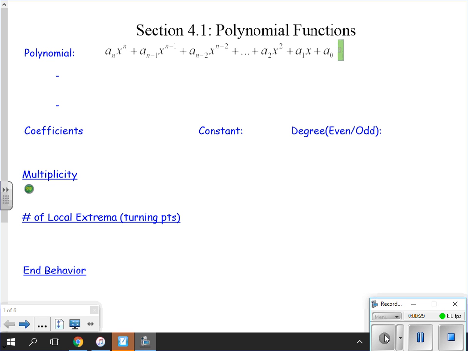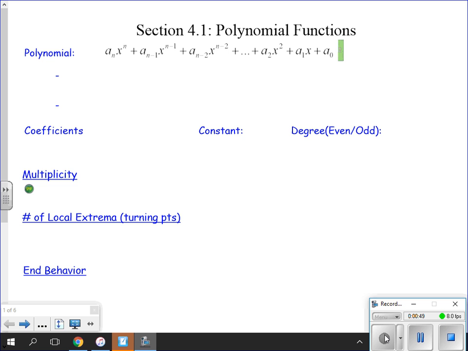A sub 2, x to the second power, a sub 1, x to the first power, but we don't write the first power, and a sub 0, which technically has an x to the 0 power as well, because anything to the 0 power is 1, except for 0. 0 to the 0 power is undefined.